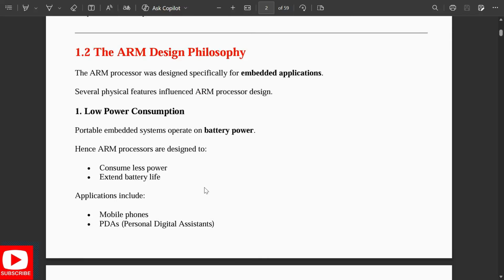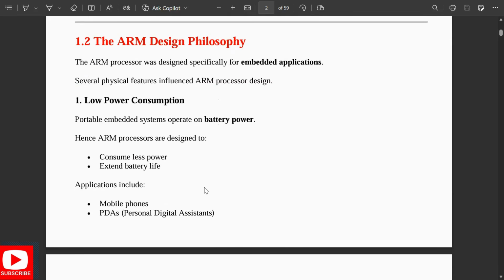Then the ARM design philosophy. Here the ARM processor was designed specifically for embedded applications. Why? There are some physical features that influence the ARM processor design. What are those? First is low power consumption. They operate on battery power. Hence, they are designed to consume less power and extend the battery life.